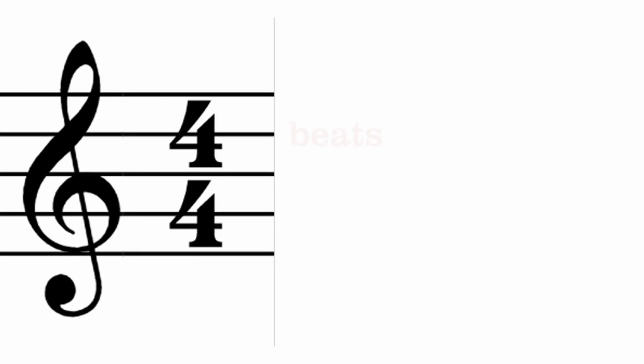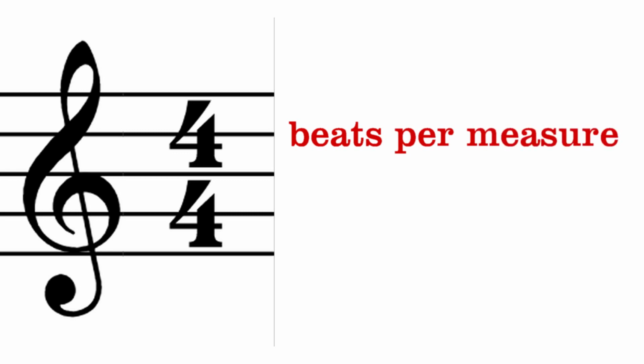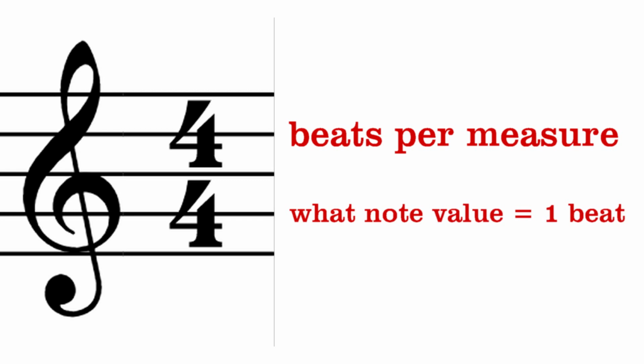But now let's look at some more complicated time signatures. As you'll recall from your earlier music theory, in a time signature, the top number tells you how many beats are in a measure, and the bottom number tells you which note value gets one beat. Up to this point, we've mostly just looked at time signatures where the quarter note gets the beat, but now we're going to look at some time signatures where the eighth note gets the beat.